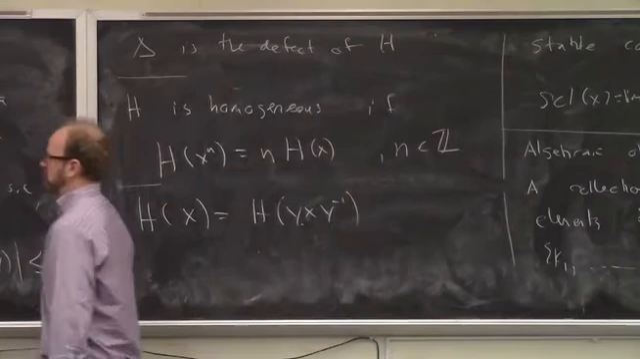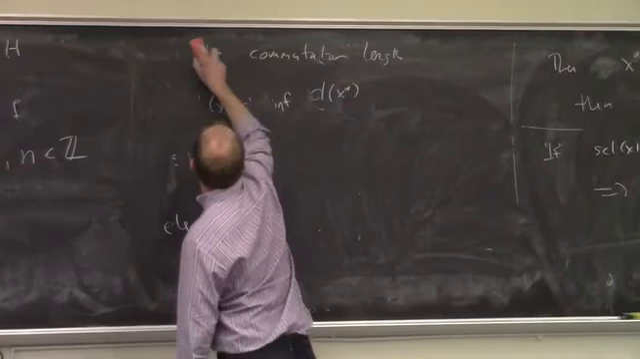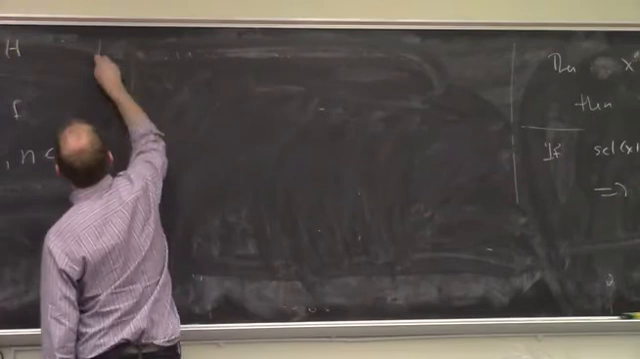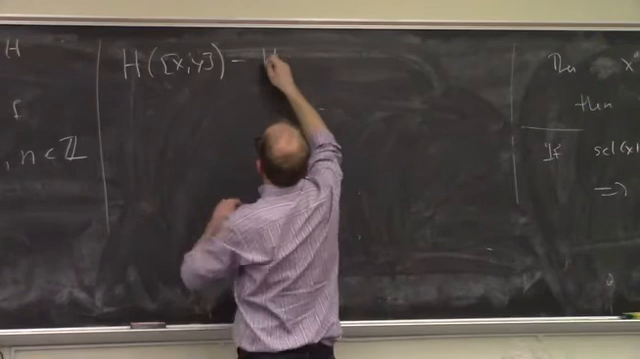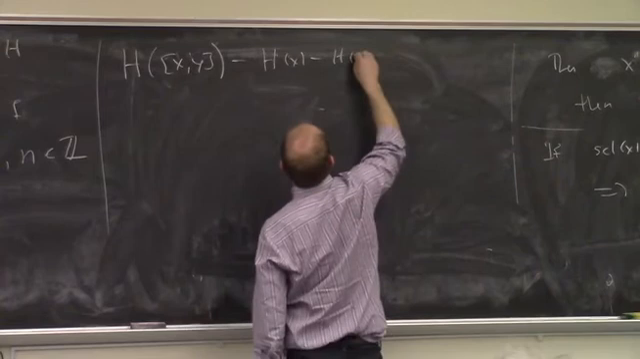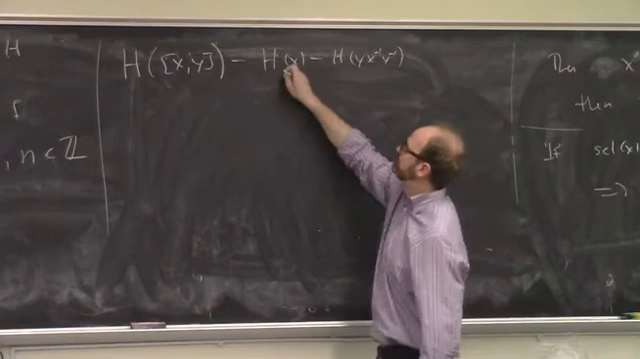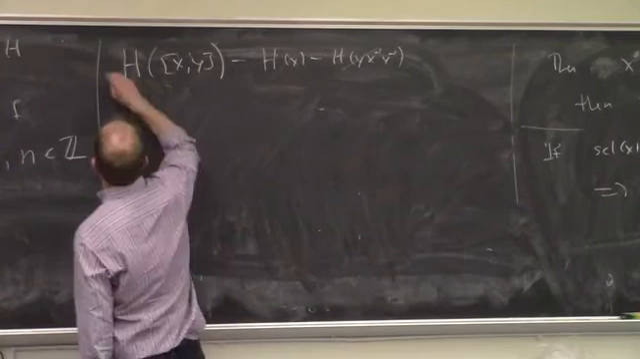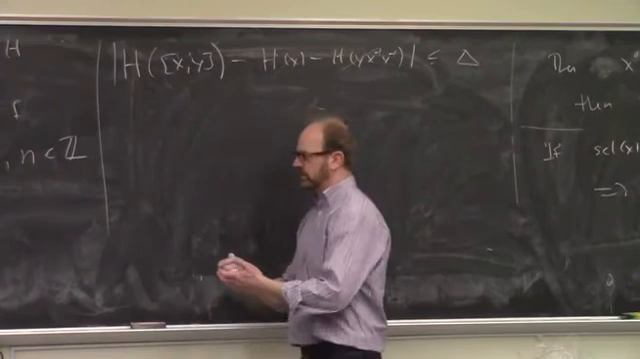And from that, we can observe that if I take h of some commutator, well, I can subtract off h of x minus h of y, x inverse, y inverse. Notice that this is the negative of this by the homogeneity property, so these two terms cancel out. And by the fact that this is a quasimorphism, this is at most delta. So if you have any element that's a commutator, on this homogeneous quasimorphism, it has to be bounded by the defect.